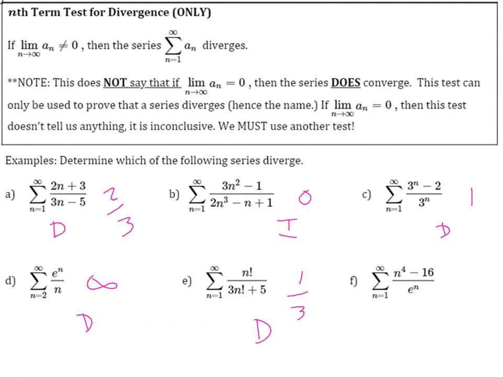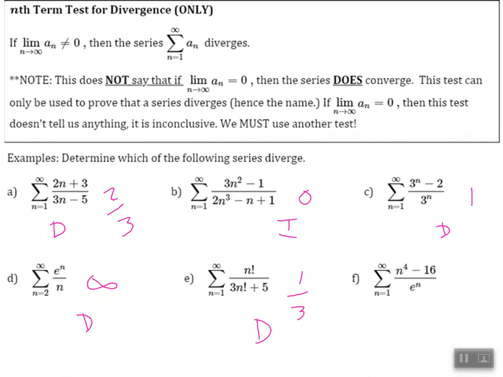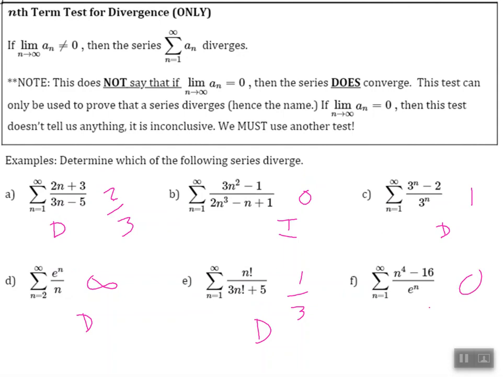However, if that 3n was in parentheses, then that would be 3n factorial, and that would be growing faster, so that would go to 0. But that's not what we have here. The last one, I could see that the bottom is growing much faster, e to the n, so that would go to 0, which is, once again, inconclusive.